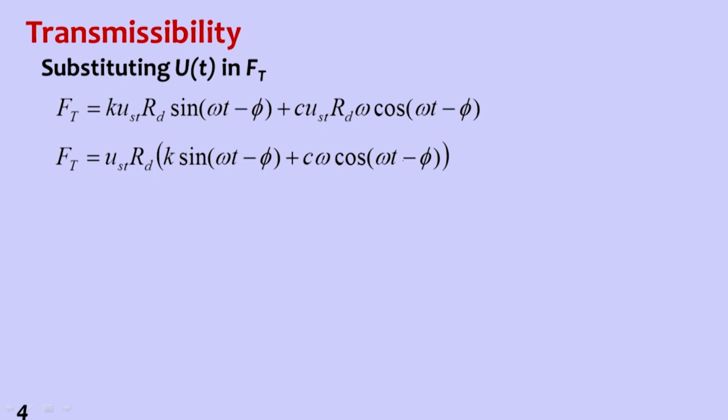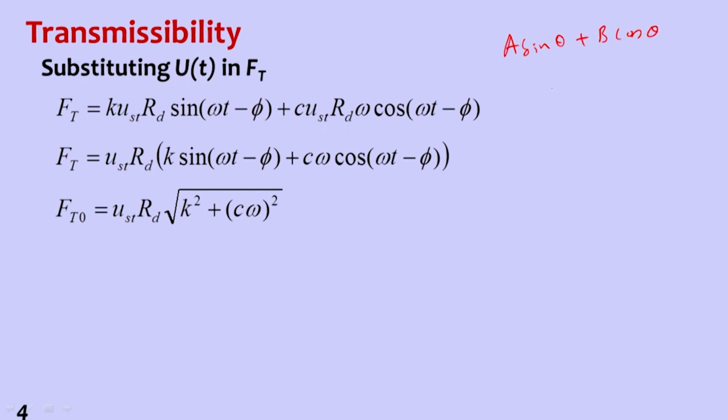So what is important to us is the amplitude. The amplitude of this sin and cos, like if we have A sin theta plus B cos theta, the amplitude of vibration is square root of A square plus B square. So that is what is worked out. So this is a coefficient and C omega is a coefficient.